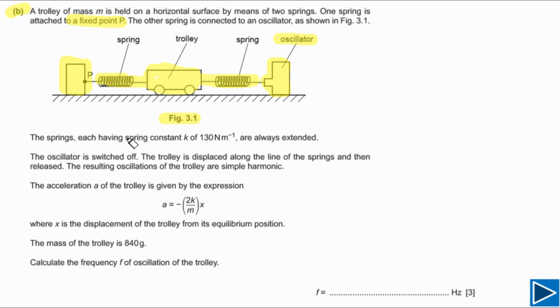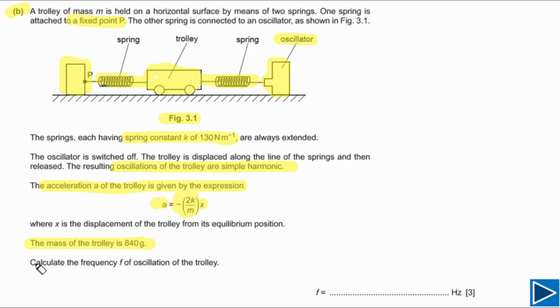It is also given that the spring constant is 130 newtons per meter, and the mass of the trolley is also given. It is also given that oscillations of the trolley are simple harmonic motion. We can find the acceleration a of the trolley by this expression. Here is a, this is x, and this part is omega squared. So a is equal to minus 2k by m times x.